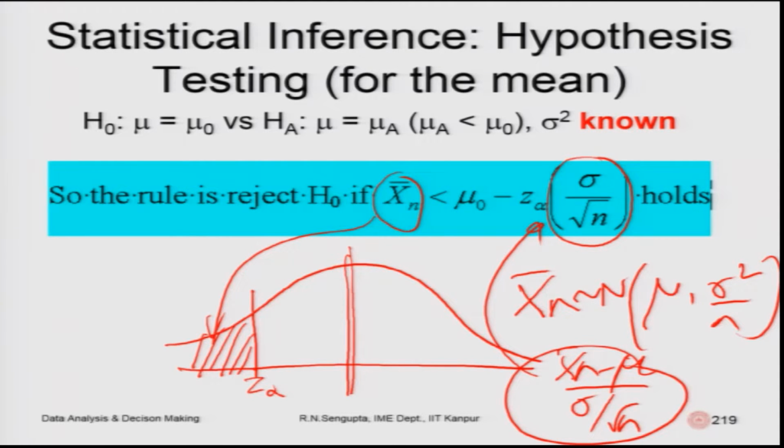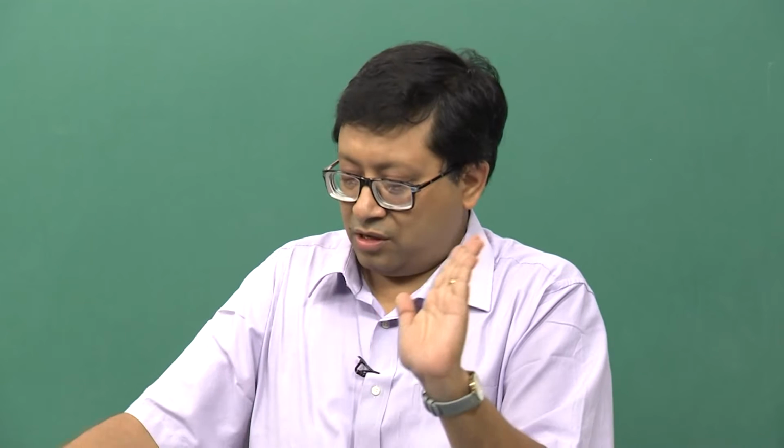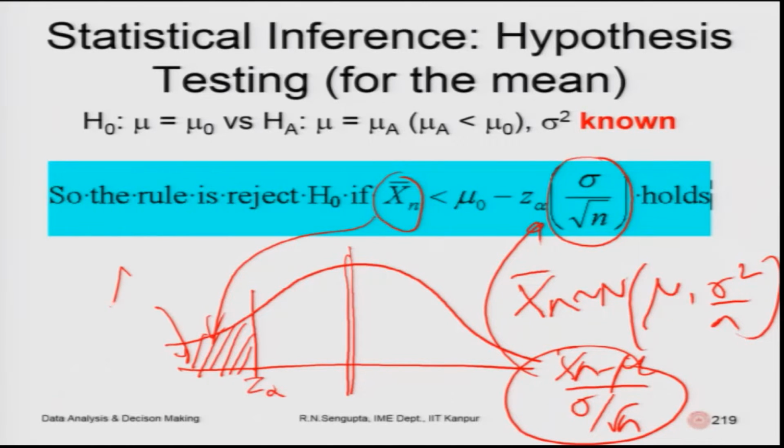If you are talking about the level of confidence, which is 1 minus alpha, and this whole area is alpha, then the area onto the right would be 1 minus alpha. So, of the whole area you are covering under the distribution, one part on the left is alpha, and the right hand side is 1 minus alpha. Hence, the rule is that you will reject H naught if x bar n is less than mu naught minus z alpha sigma by square root of n.